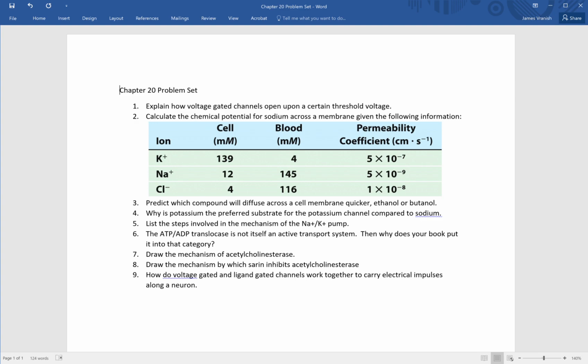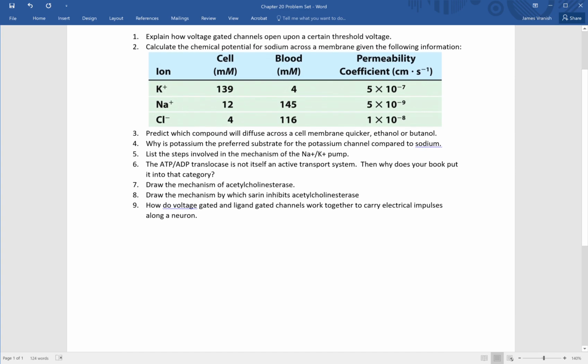Now, question number 2 is a bit more complex, and so this one I'm going to make sure to go through with you guys and write out the whole calculation here. So it says to calculate the chemical potential for sodium across the membrane given the following information. Now, what is chemical potential and what's the formula for chemical potential, first of all?